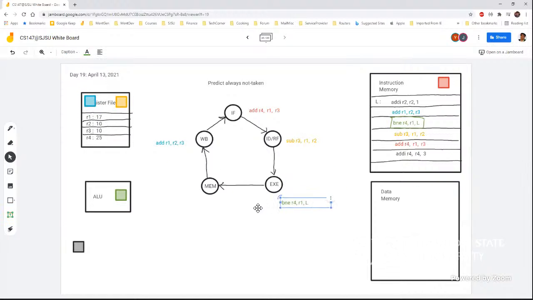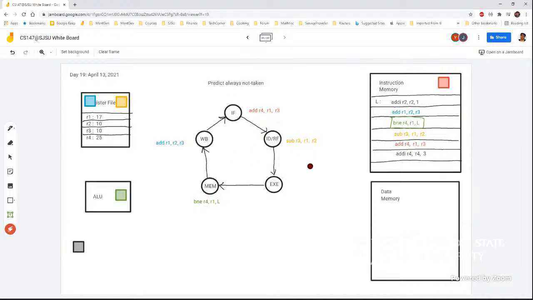This guy moved to mem. Now at this point, we know the comparison between R1 and R4, this is the comparison point for this guy. So at this clock cycle, we now know the result. Let me come back to that.